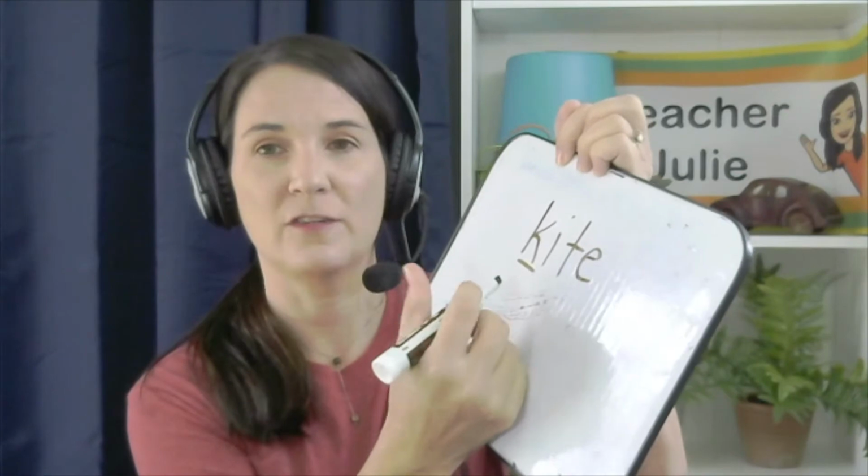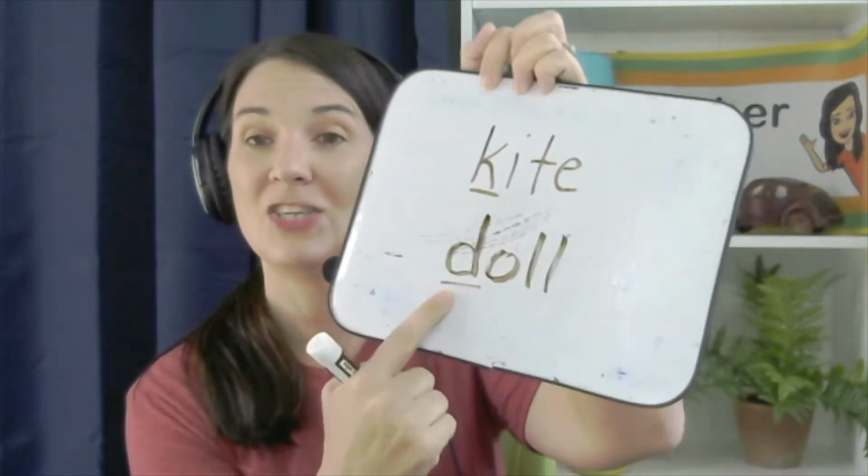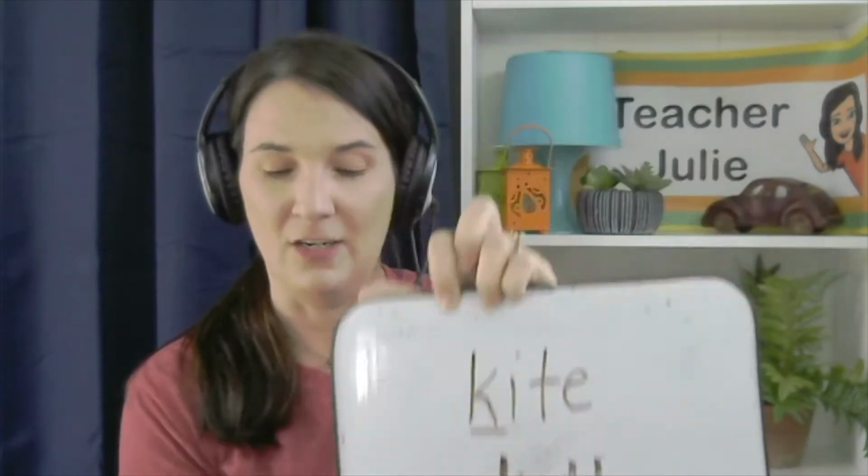Do the same thing for this is my doll. This is my doll. Hold it so they can see it's my doll. This is my doll. Circle the word doll so they can see it in the sentence. Maybe write it on your whiteboard. This is not necessary. It's just another step so they can see doll. Doll. That is it for that slide.